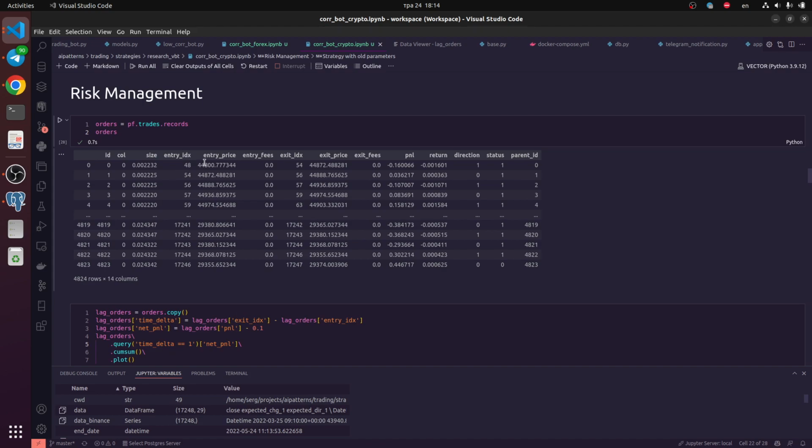In this table we have some entry price, exit price, directions, status, and we need to create some risk management system to analyze how it's working to improve our strategy, because risk management is very important. What we need to do, we need to analyze what is the best time to hold position.